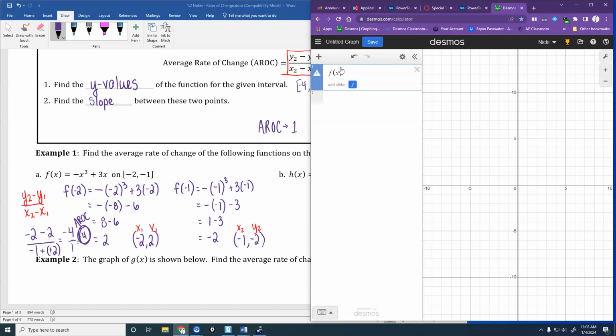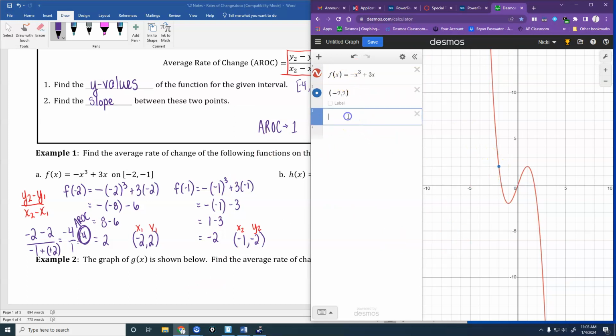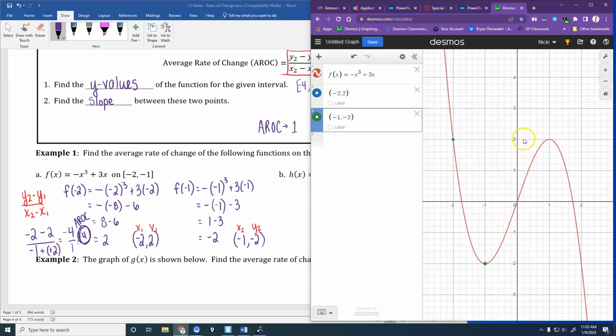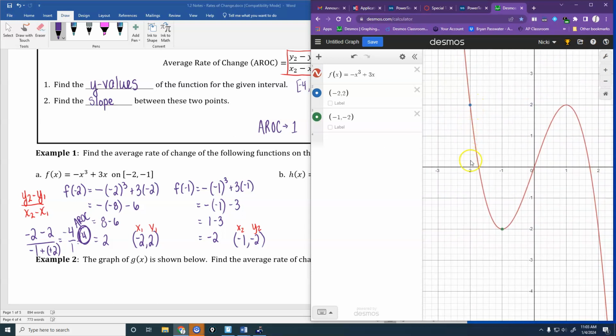So if I do f of x equals negative x to the third plus 3x, that's what the graph looks like. And then if I graph the point negative 2, 2, you can see that's this point right here on the graph. And if I graph the point negative 1, negative 2, that's this point on the graph. And when you find the slope, you're looking at the slope between those 2 points right there on the line, which is down 1, 2, 3, 4 to the right 1. So you can see how those relate to what you're looking at on the graph.